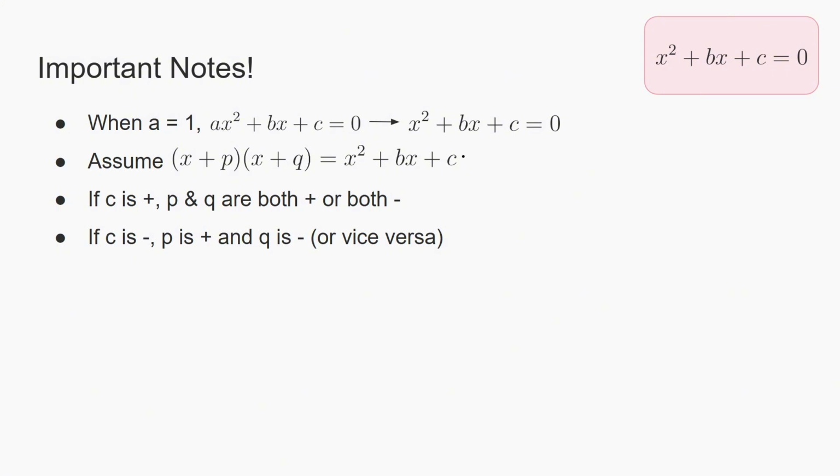My last note is about the c right here and the signs to watch out for. If c is positive, we know that p and q are both positive or both negative. This is because when you multiply two positive numbers together, you get a positive value, or if you multiply two negative values, you will also get a positive value, because the signs will cancel out. On the other hand, if c is negative, p is positive and q is negative, or q is positive and p is negative, vice versa. Basically, one of the numbers will be positive and the other will be negative.